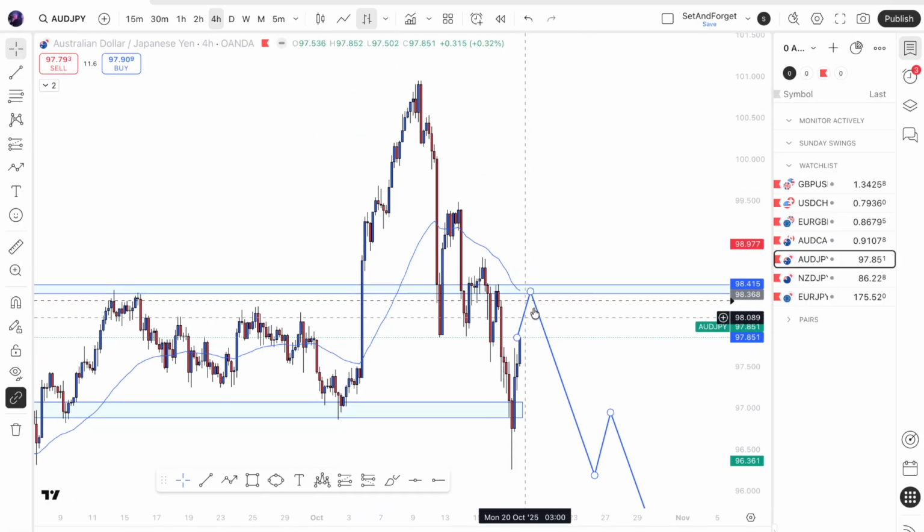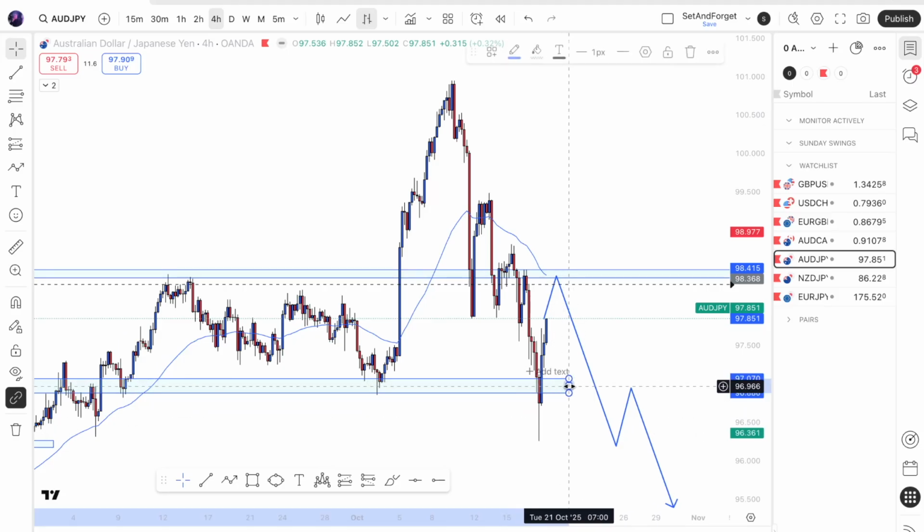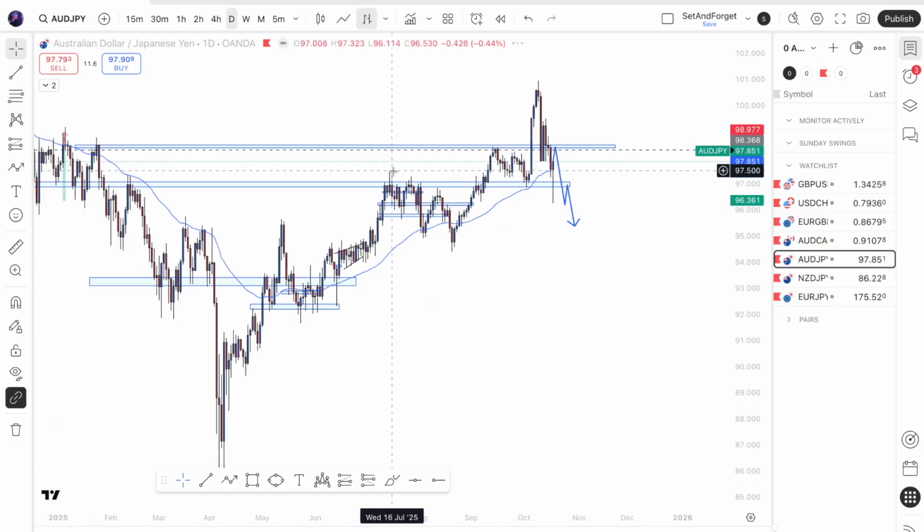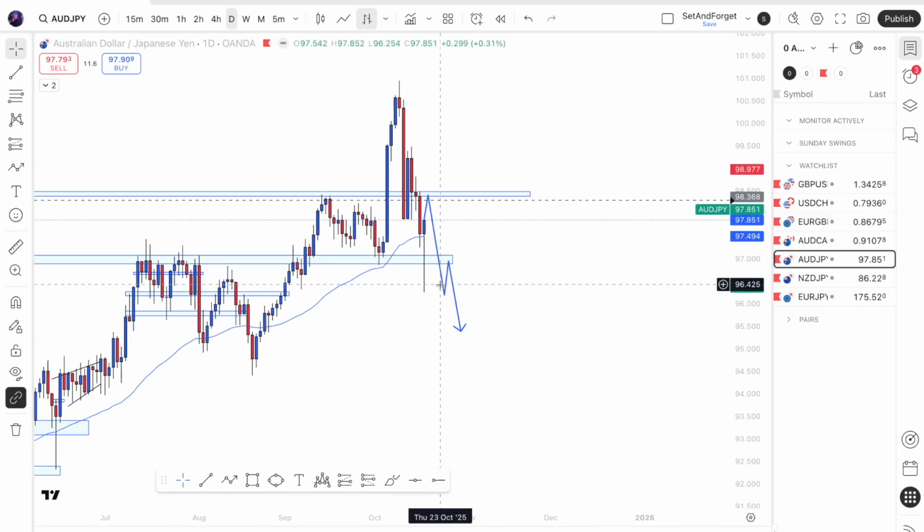On AUD JPY, you can have the break and retest, or just the retest above here, and another down here, so you can have both entries, or you just hold through this support.